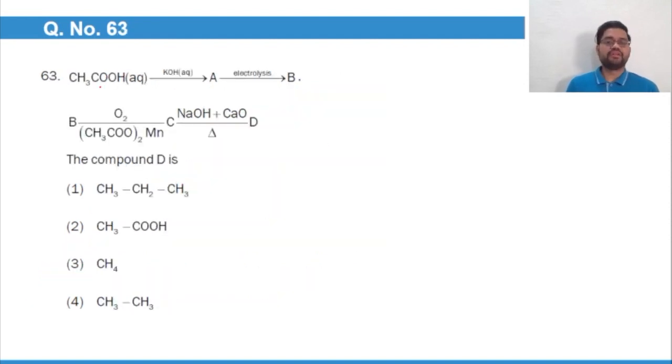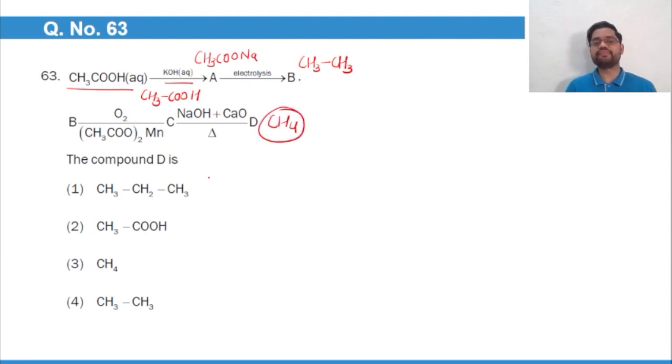63. This acid with KOH gives you a salt, that is CH3COONa. Electrolysis will give you CH3CH3. Then if you oxidize in the presence of manganese, you will get CH3COOH, that is carboxylic acid. Again, decarboxylation with soda lime, so you will get CH4. So D has to be CH4. Hence option number 3 is the right answer.